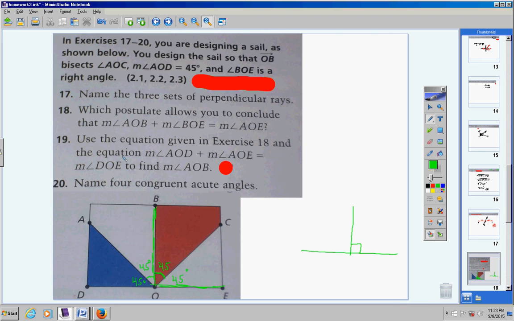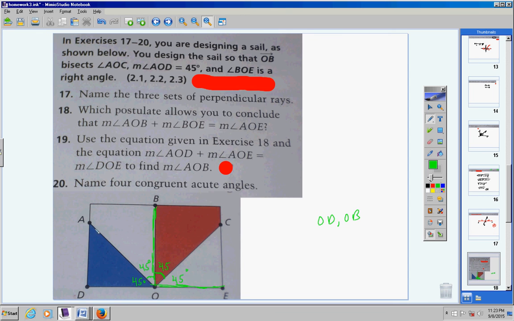Alright, here we go. Question number 1. Name the 3 sets of perpendicular rays. Perpendicular rays. Well, I know that DOB right here, that angle's a right angle, so I've got 45 plus 45, so they're perpendicular, okay? So I would say rays OD into OB. Okay, that's one set.